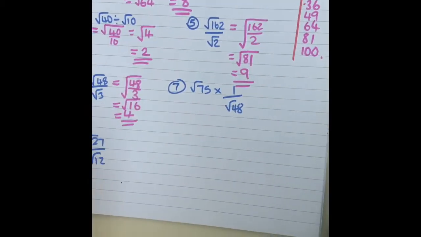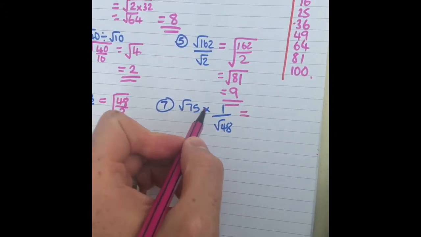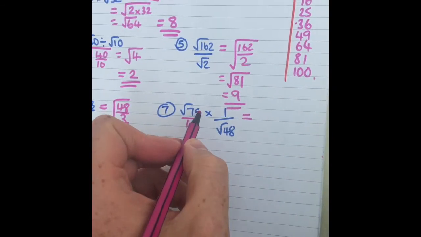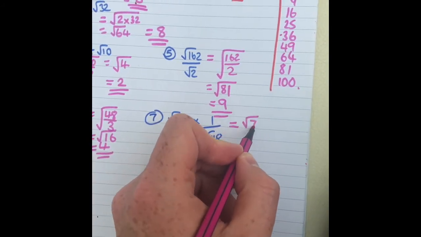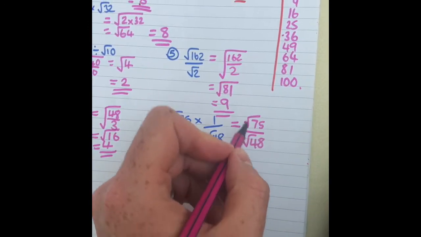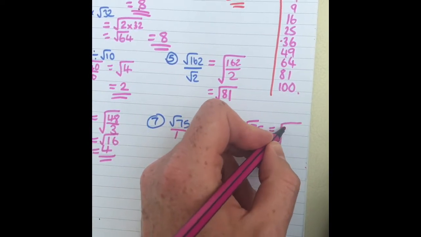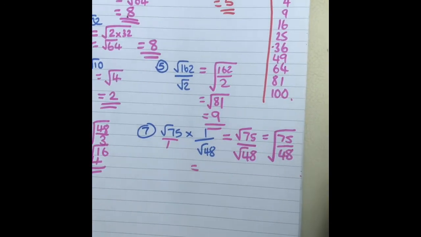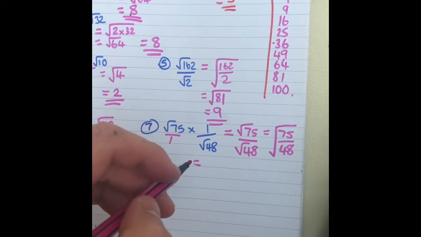Right, next one. These last two are a little bit trickier. When you multiply fractions, this isn't a fraction, so we're going to make it one. What do you do to fractions when you multiply? You multiply the top times the bottom. So the top will be root 75, the bottom will be root 48. So we can change that to the square root of 75 over 48. Can we simplify down 75 over 48?